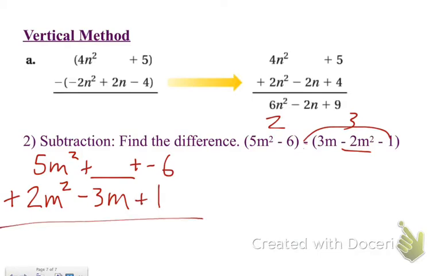And now I just add 5m squared and 2m squared is 7m squared minus 3m, -6 plus 1 is -5. And that's it for this section.